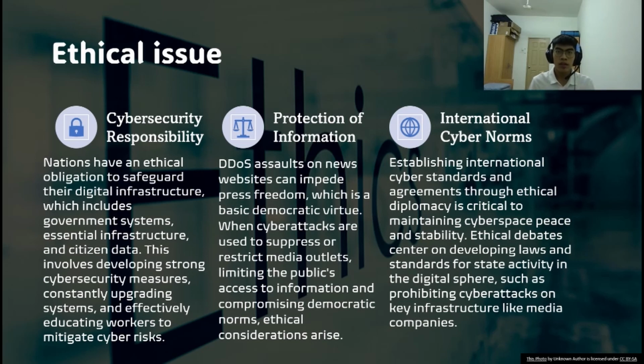The third ethical issue is international cyber norms. Establishing international cyber standards and agreements through ethical diplomacy is critical to maintaining cyberspace peace and stability. Ethical debates center on developing laws and standards for state activity in the digital sphere, such as prohibiting cyber attacks on key infrastructure like media companies.